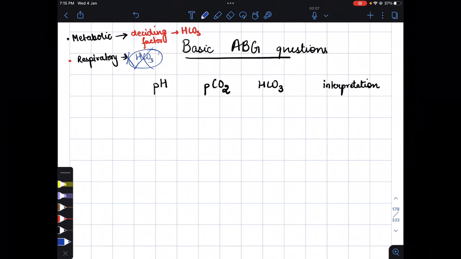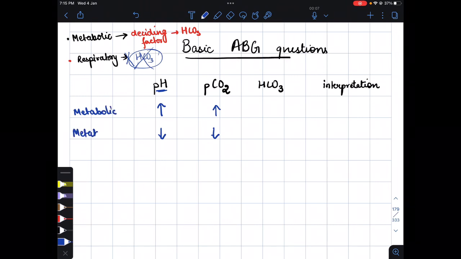So now let's remember this table. For a time, please forget about bicarbonate. First we have to remember that if pH is increasing and partial pressure of CO2 is also increasing, here the sign is the same. If pH is decreasing, then CO2 is also decreasing, the signs are the same. If this happens, then it is the case of metabolic. So it is a metabolic case.